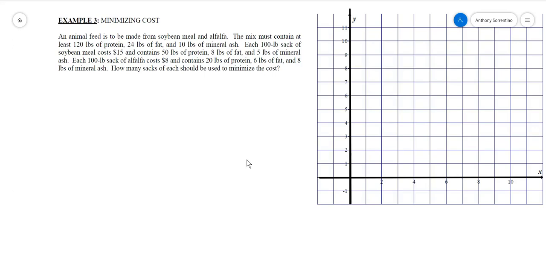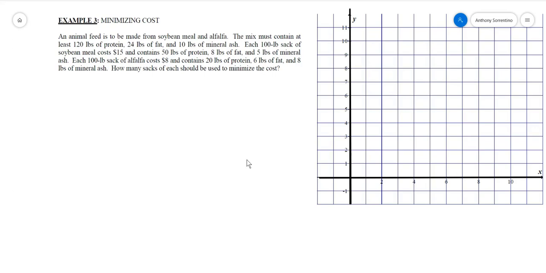Each 100-pound sack of alfalfa costs $8 and contains 10 pounds of protein, 6 pounds of fat, and 8 pounds of mineral ash. How many sacks of each should be used to minimize the cost? We want to see if there's a happy medium. So if I buy a combination of the two, would I be able to possibly minimize my costs as much? And that's what I'm looking to do, is minimize the cost.